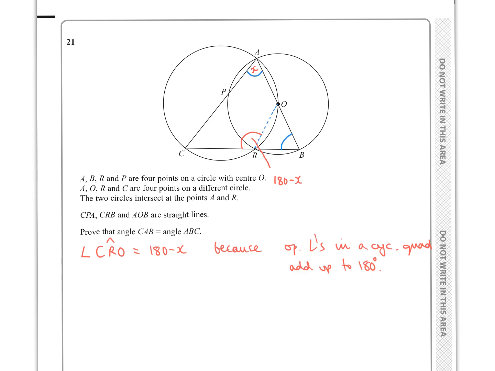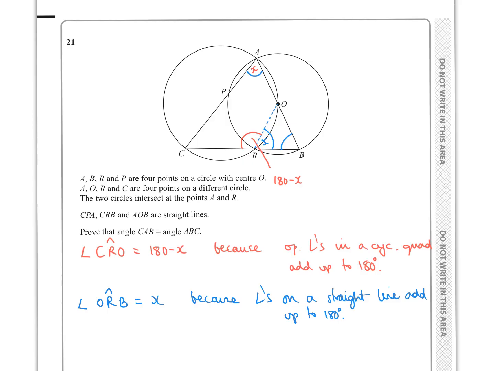Step two is, from that, I think you can follow that this angle here would have to be x. So angle ORB is equal to x, because angles on a straight line add up to 180 degrees also.